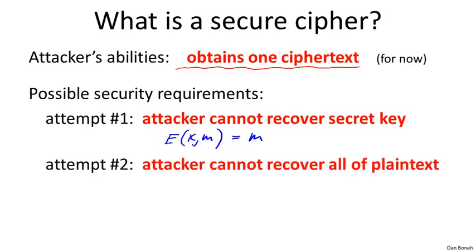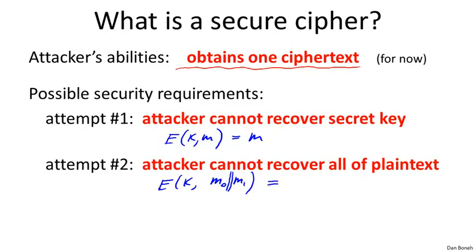So the next thing we can attempt is to say, well, maybe the attacker doesn't care about the secret key. What he really cares about is the plaintext. So maybe it should be hard for the attacker to recover the entire plaintext. But even that doesn't work, because let's think about the following encryption scheme. Suppose this encryption scheme takes two messages. I'm going to use two lines to denote the concatenation of two messages: M0 || M1 means concatenate M0 and M1.